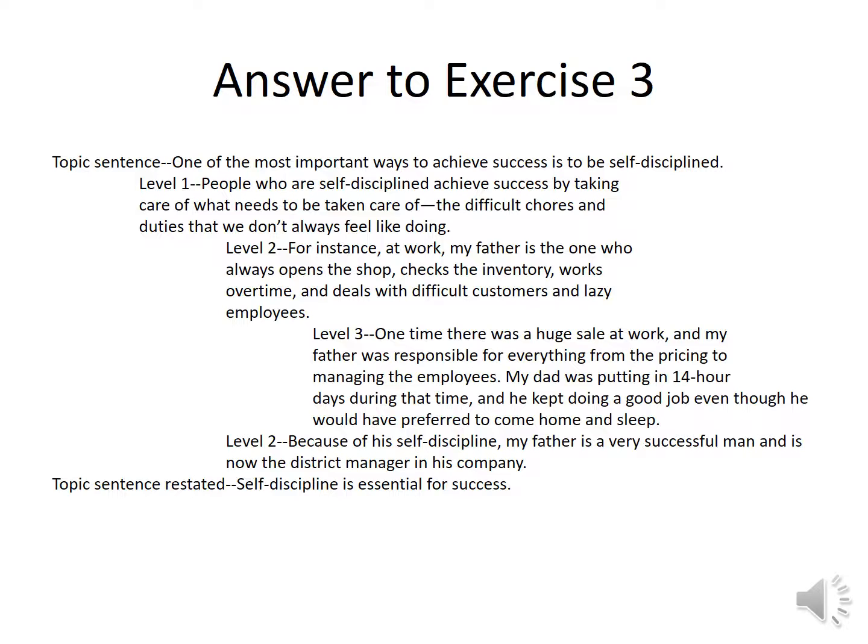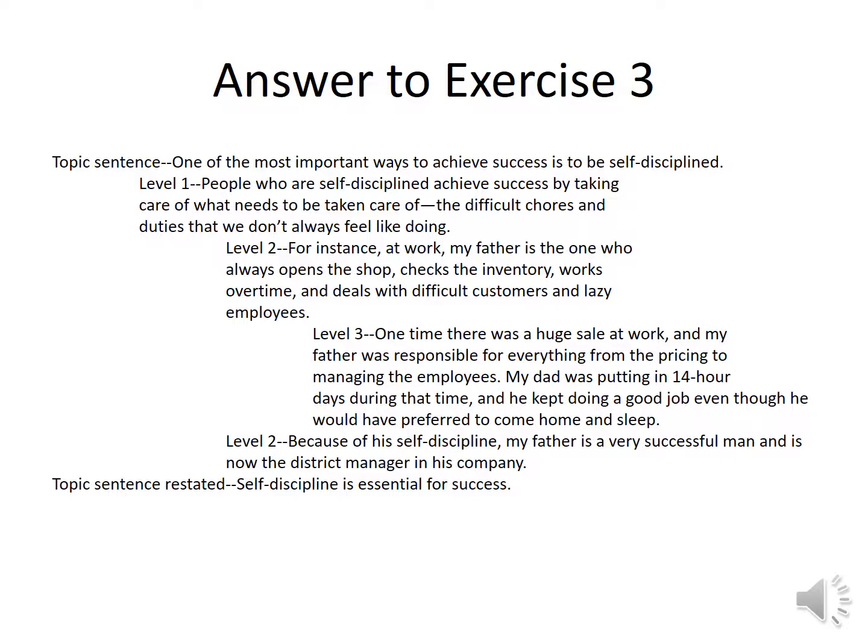The writer follows this up with a level 2 detail, an example of my father, and some of the specific chores and duties that he takes care of. After this are some level 3 details, a story about a particular, never to be repeated event that occurred one time in the past. It's possible to step both down and up the ladder of specificity, and this is what the writer does here. Next, we have a level 2 detail that describes my father's success.